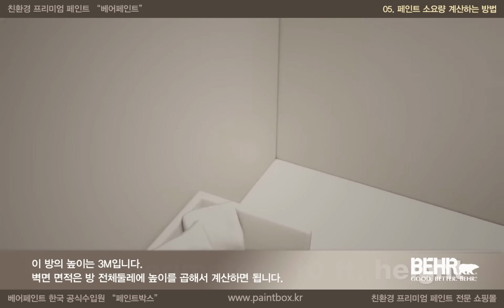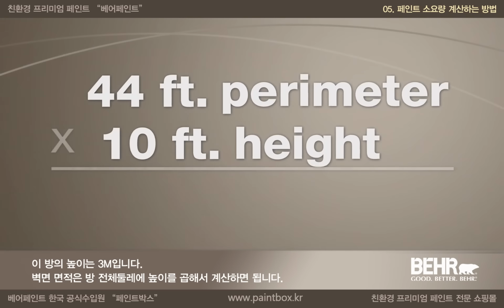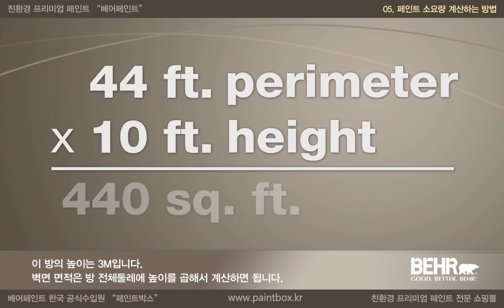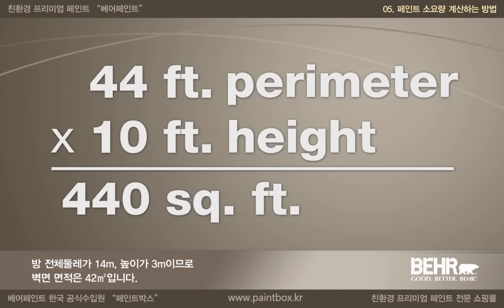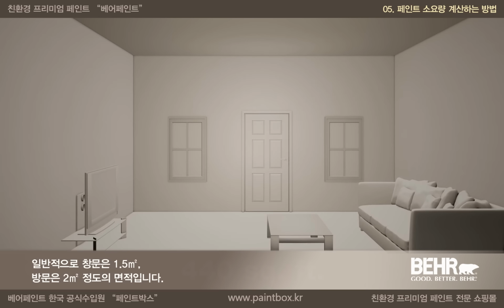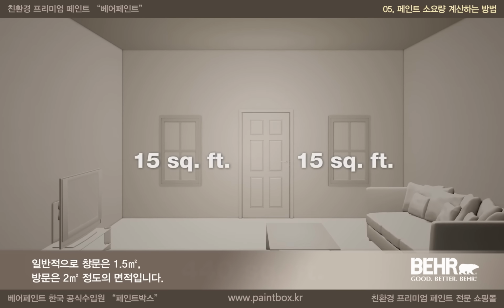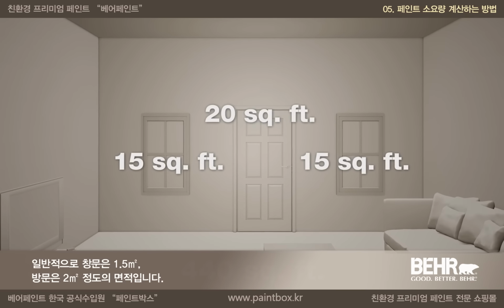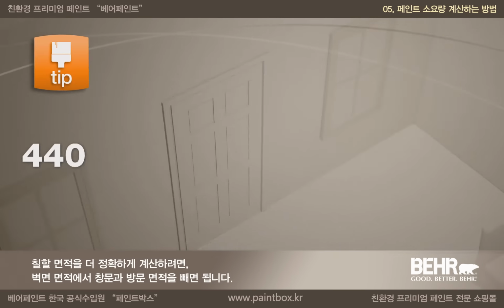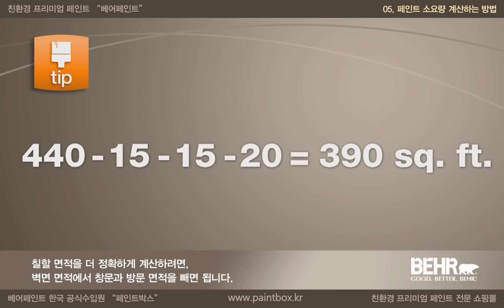To determine the total area, multiply the perimeter measurement by the height of your room. In this example, the 44-foot perimeter times the 10-foot wall height equals 440 square feet. An average window is 15 square feet, and an average door is 20 square feet. You can subtract doorways and windows from your wall area calculation for a more accurate estimate.